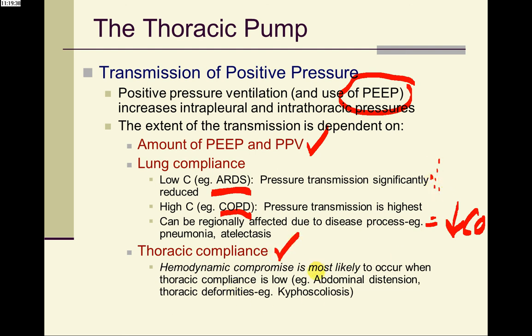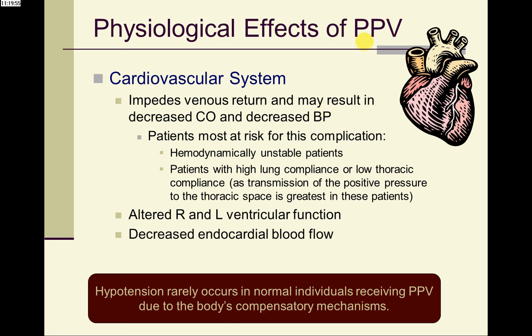Thoracic compliance also plays a part in this, because if you're pushing against a stiff abdomen, or you've got a stiff chest wall, the amount of pressure that's going to be built up in the thoracic cavity is greater. All right. So the effects of positive pressure ventilation on the cardiac system impede cardiac output and decrease blood pressure. So the patients that we're most worried about are hemodynamically unstable patients, MIs, for example, patients with low circulating volume. If they've got shock, if they're hypotensive, this is going to be a much more important effect.